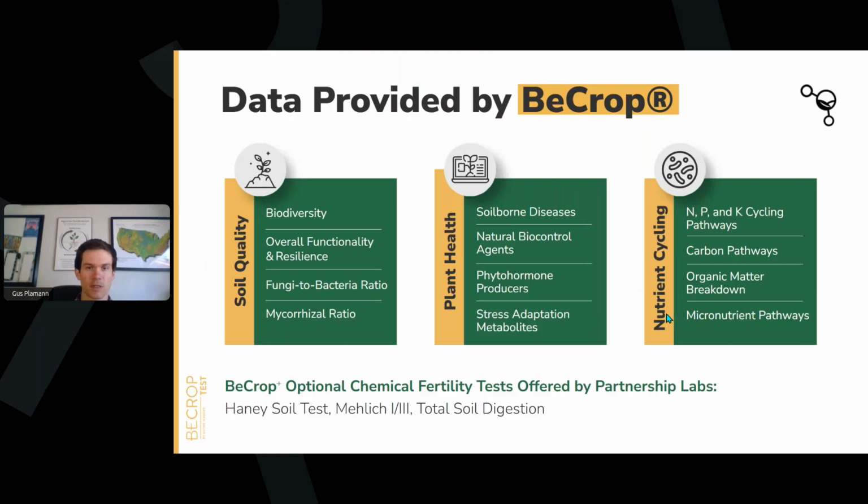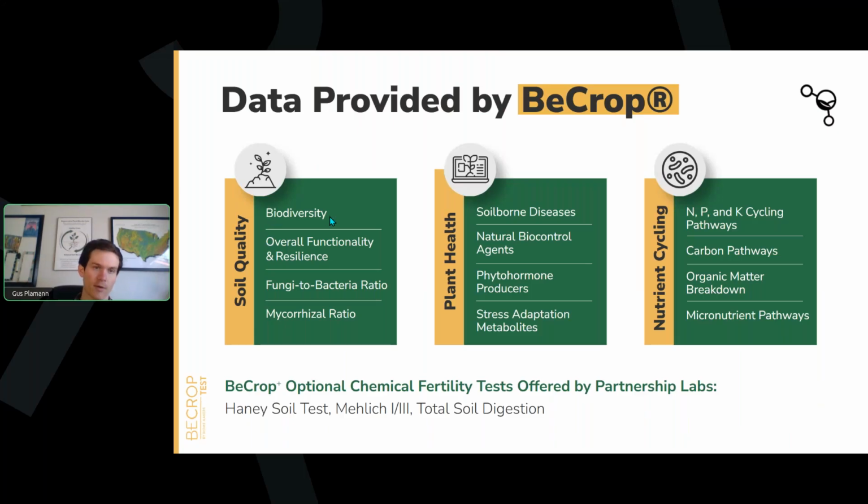So with that, just another quick overview of BeCrop. These are the three main foundational categories that BeCrop data falls into: soil quality, plant health, and nutrient cycling. Soil quality really encompasses the more overarching aspects of the soil microbiome. So rather than honing in on specific functions like nutrient cycling or disease, soil quality looks at the entire population, from a big picture perspective.